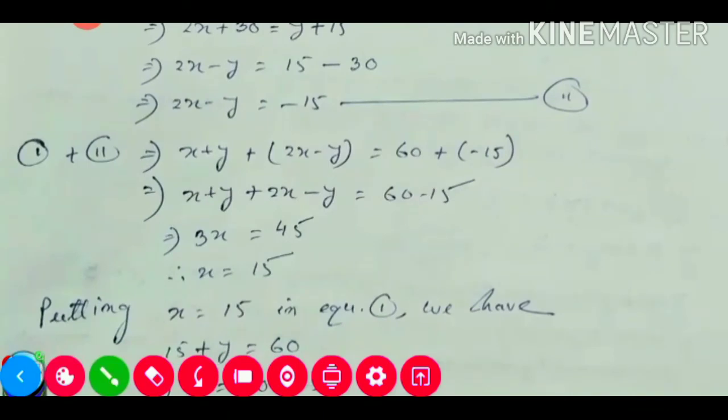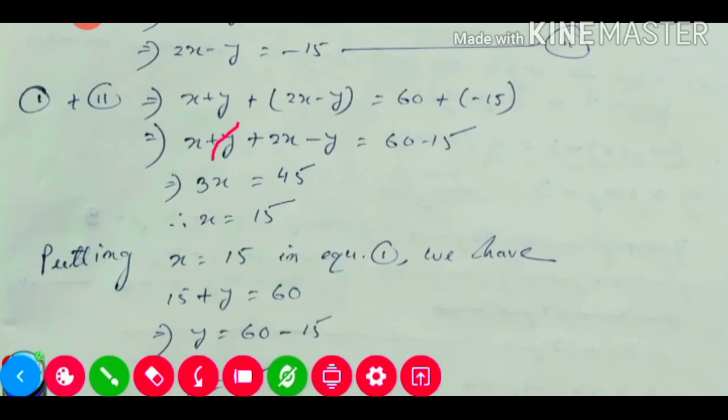Now we take these out of the brackets, so it will be plus 2x minus y, and the other also comes out of the bracket, so it will be plus minus 15. Here the plus y and the minus y cancel, and the other terms are positive, so we add: 2x plus x is 3x, and 60 minus 15 is 45. Now 45 divided by 3 is 15. So we got the x value as 15.